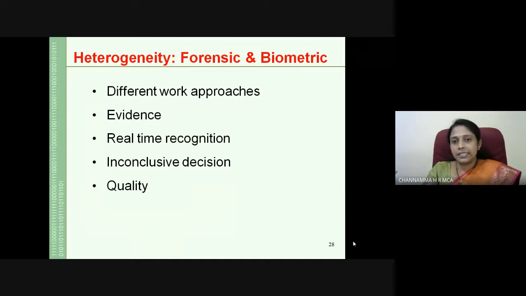In what way are forensics and biometrics different? They are different in these ways. The first is the different work approaches. In forensics, it happens after the commission of the crime, but in a biometric system, there will be a bank or database. When a sample comes in for identification, it will be used for identification or recognition of a person. And the next is the type of evidence.